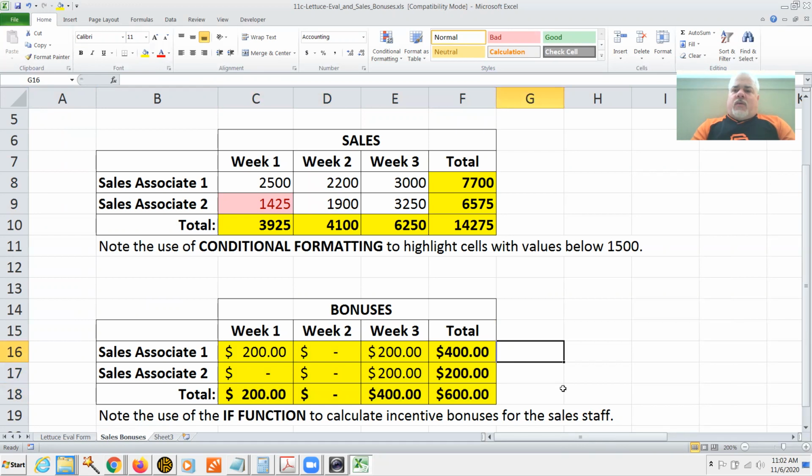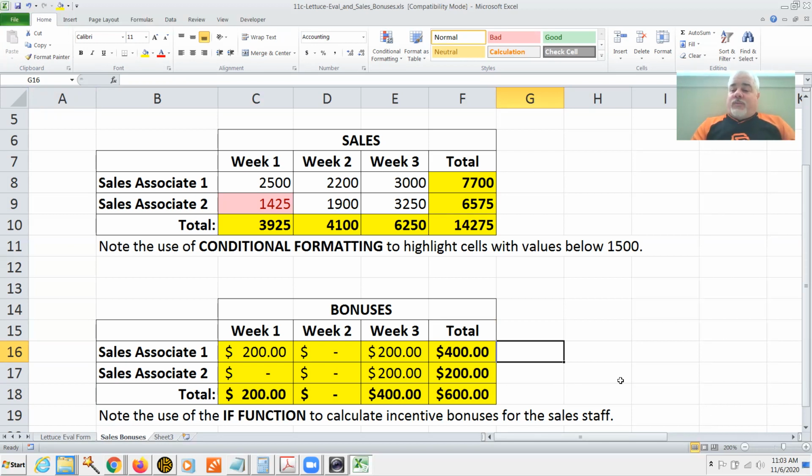And somebody might say, well, that's not very fair. Whether I sell $2,499, I don't get anything. And then all of a sudden at 25, I get 200 bucks. And if I sell 5,000, I get 200 bucks. What's the incentive to work past that?